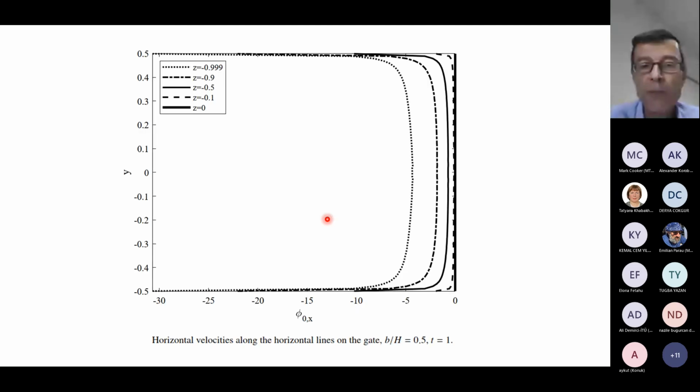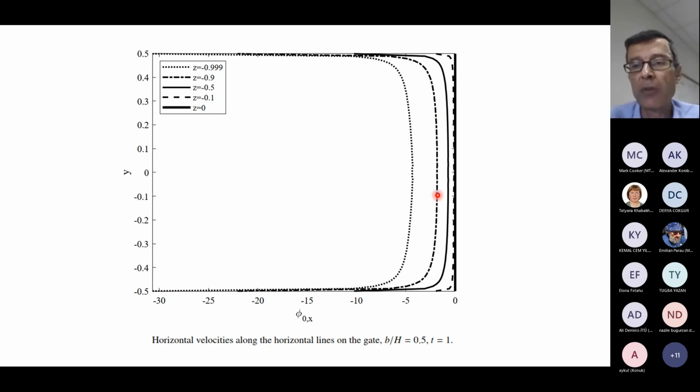And this is the horizontal velocity. Okay, we can look at the horizontal velocities along the horizontal lines of the gate. So this is y. B over H is 0.5 here, and T equals 1. And Z equals 0 means we are at the top of our free surface. In fact, phi 0 is 0 at that line, and this is the solid line. For other Z, other horizontal lines, you can see that we have a power singularity approaching here, which we derived to be r to the minus 1 over 2.